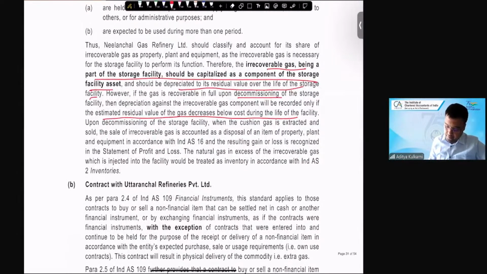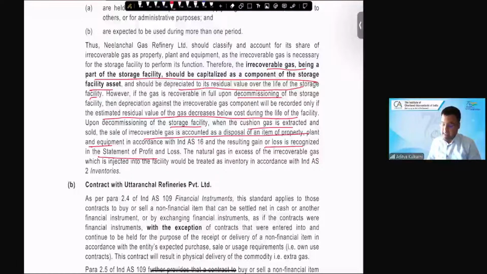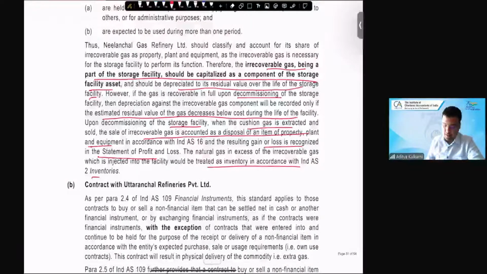All right. Upon decommissioning of the storage facility, when the cushion gas is extracted and sold, the sale of irrecoverable gas is accounted as a disposal of an item of property, plant and equipment. Very nice. So whatever is irrecoverable is kept as property, plant and equipment, and the resulting gain or loss is recognized in the P&L. The natural gas in excess of the irrecoverable gas, which is injected into the facility, would be treated as inventory in accordance with Ind AS 2 Inventories. Are we able to follow? Yes, sir.